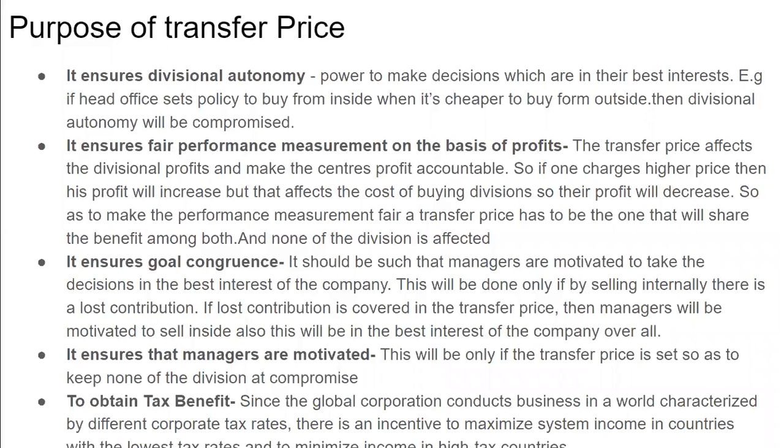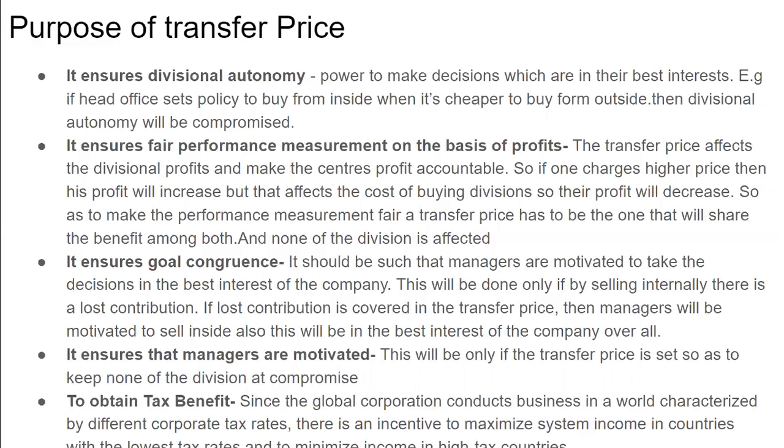So transfer price should be such as to ensure divisional autonomy, the power to make decisions which are in their best interest. They should always have that. For example, if a head office sets a policy to buy from inside when it's cheaper to buy from outside, divisional autonomy would be compromised. If you set the transfer price at 50 maximum, then you would buy internally. You won't go to the external supplier in that case.